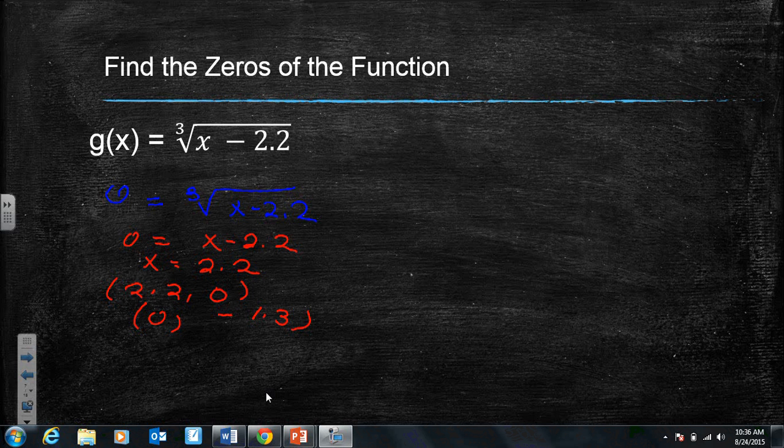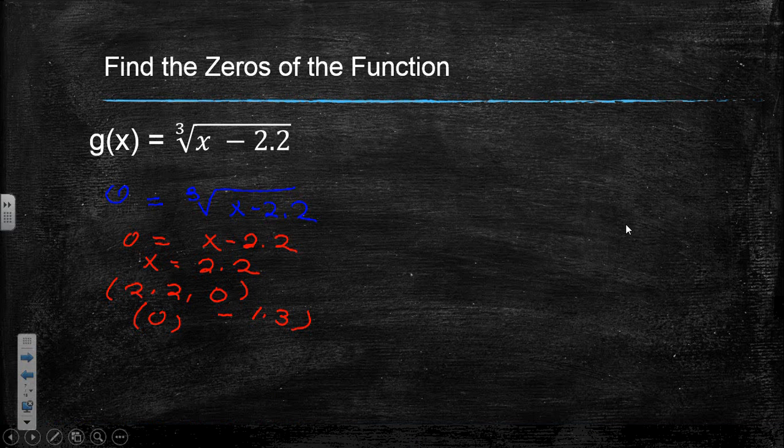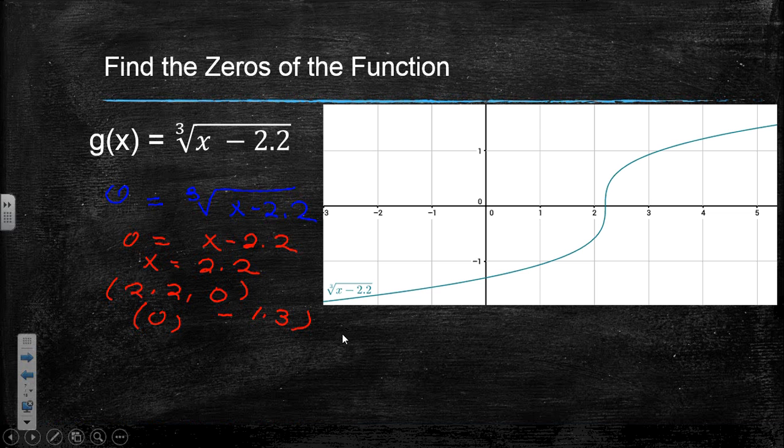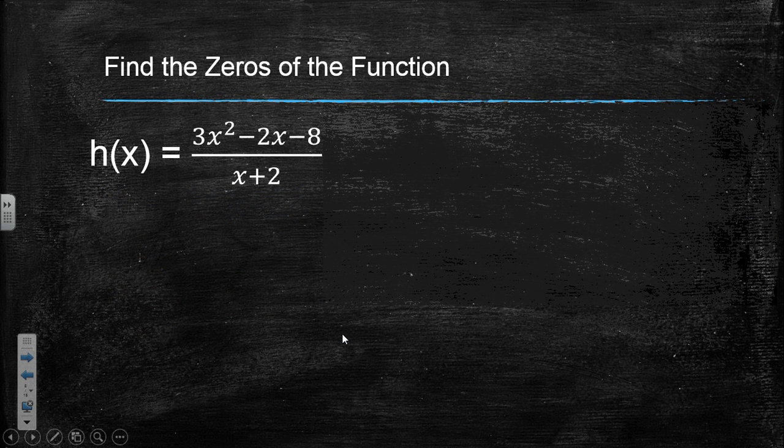I gave you an example. We only had 2 zeros here, right? One here and one here. Okay. Next example. Find the zeros of that.